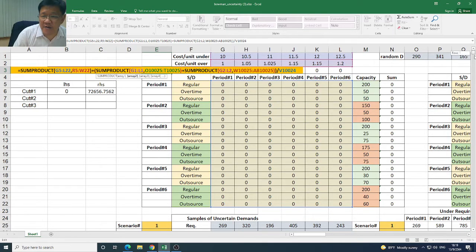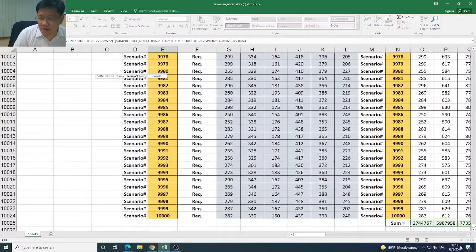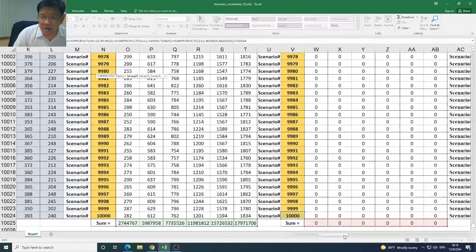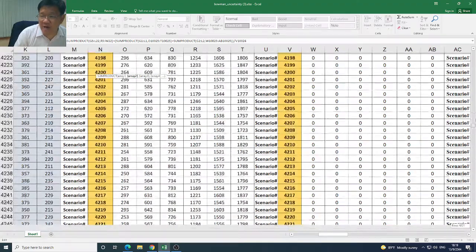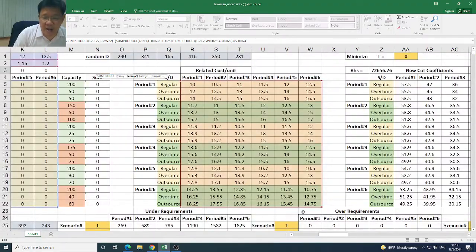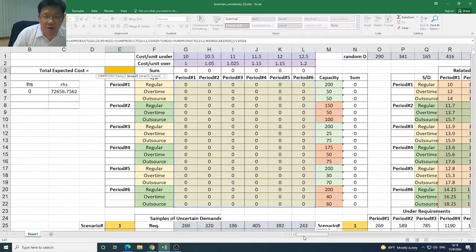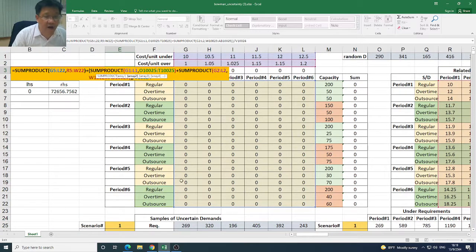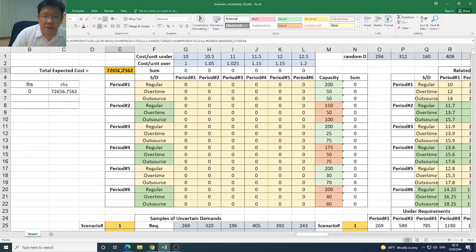V10024 is the number of scenarios, which in this case you can take a look at here. V1 over this is 10,000. You can use this value wherever it represents the count of the number of possible scenarios. This one is also assumed to have a uniform distribution. So this one is the expected cost.